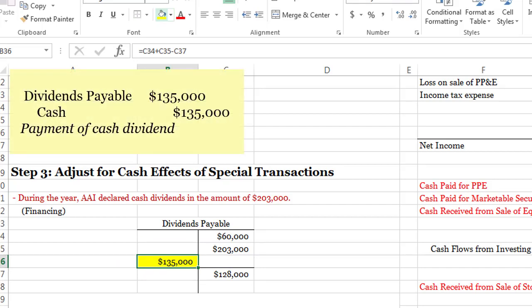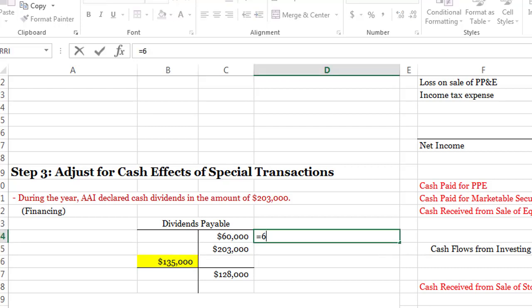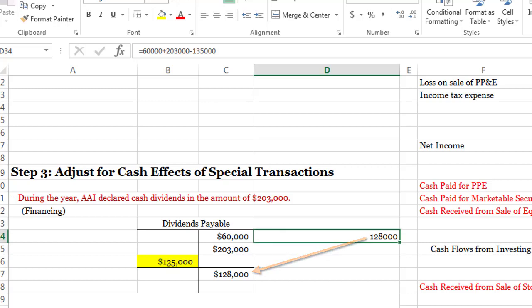Now, you probably remember this from way back when you first started doing T accounts, but when you do a plug figure like this, please always get in the habit of making sure that it actually balances out. So let's see, I'm going to do this, $60,000 plus $203,000 minus $135,000. And if that doesn't come out to $128,000, then I did my equation wrong. And that's so easy to do, especially if you're in a hurry, that it's always worth a second just to be sure. 128, I'm okay.